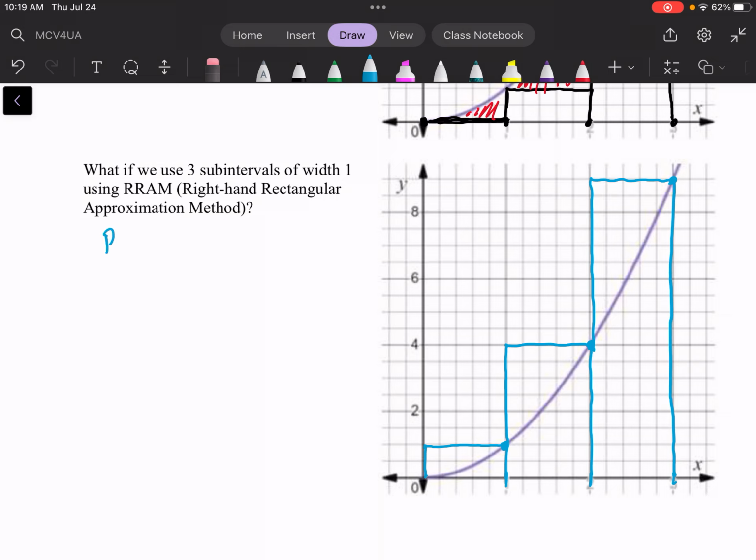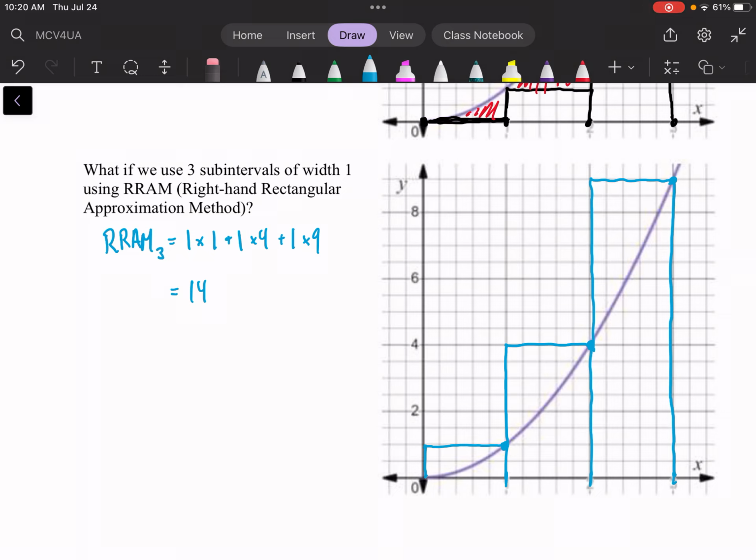So the RRAM has subinterval 3. Again, length is 1. This time the height is 1. Length is 1, height is 4. And length is 1 and height is 9. So in this case, this turns out to be 14.